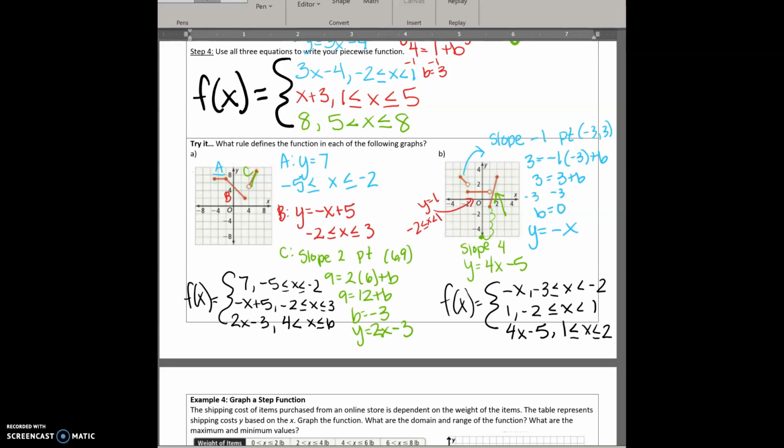Okay, so I went through each segment and just found the equation of each individual one, and then I just wrote it together. So for A, it's a constant equation, meaning it's just a straight horizontal line. So it's going to go to 7, and I just looked at where it is going. So from here, which is -5, to -2, and they're both closed circles, so they're going to have a line underneath. And I just repeated that process until I got all of them.